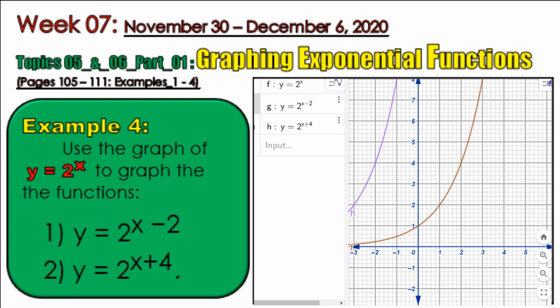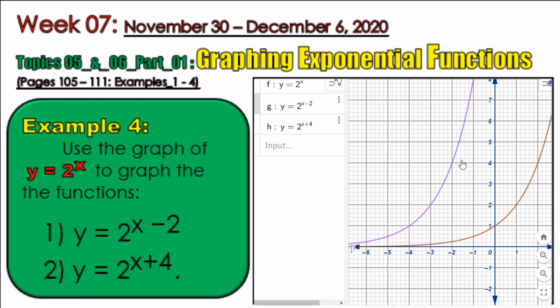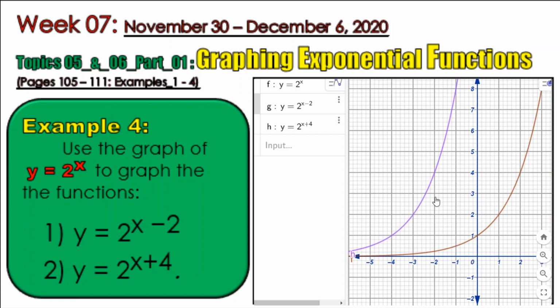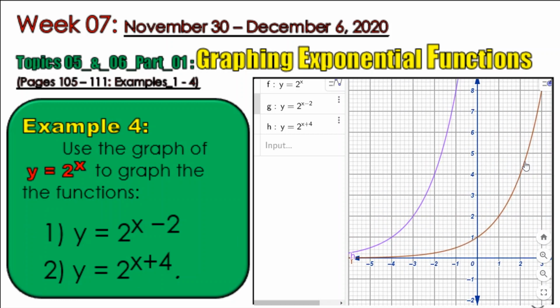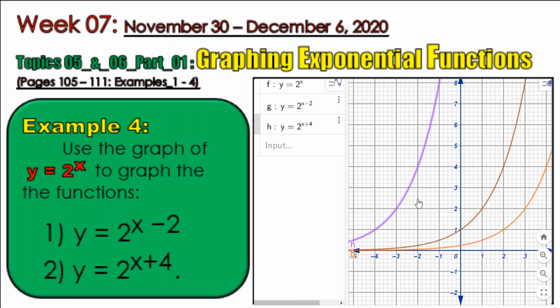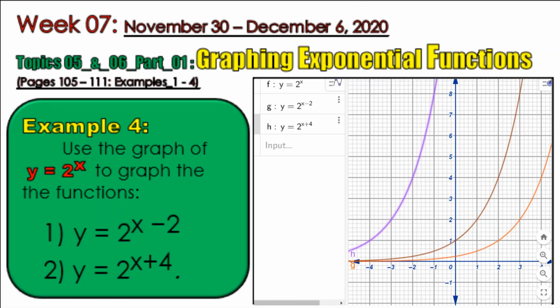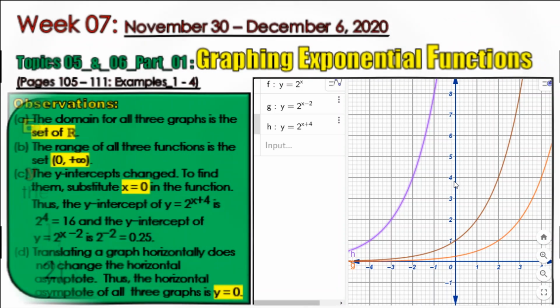And then we have the second pair. What happens to your graph from y is equal to 2 raised to x to y is equal to 2 raised to x plus 4? So for example number 4, this time we are adding or subtracting a number to the exponent x. So what happens to the graph? Let us proceed to some of the observations.